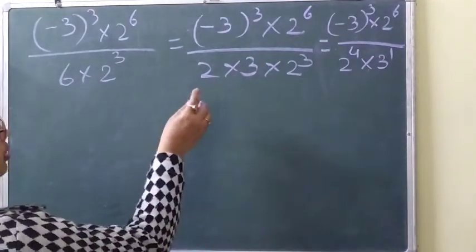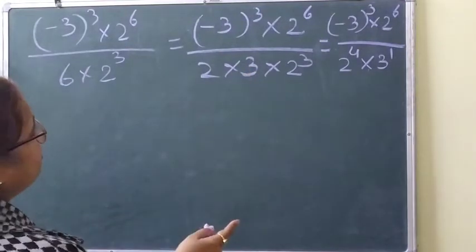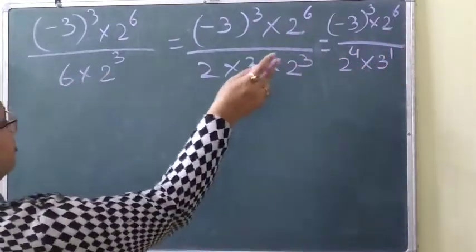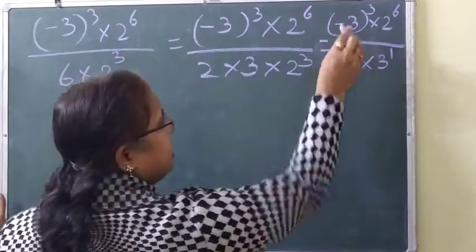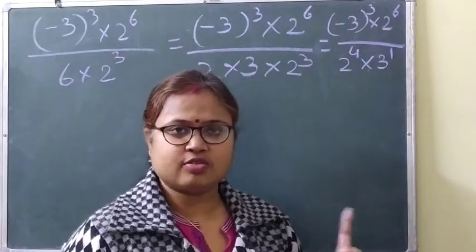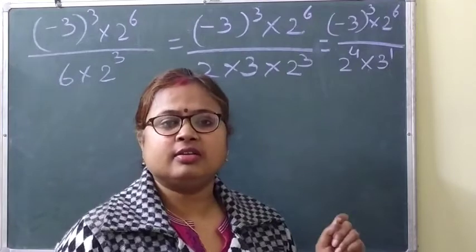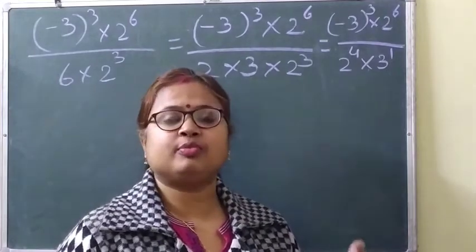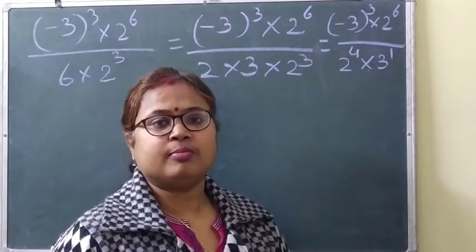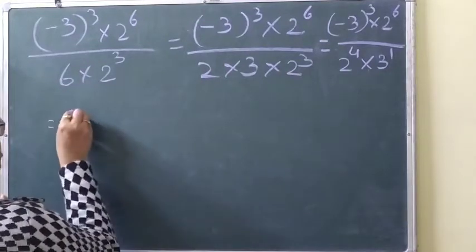Okay, so minus, then here is 6. Here is a minus sign, and is the power odd or even? The power is odd. I have discussed that when the power is odd, then in the answer also we put the minus sign. But if the power is even, then the minus sign becomes a plus sign. So here you will get the answer with a minus sign.